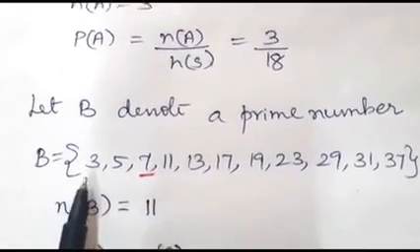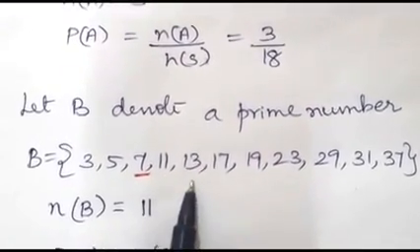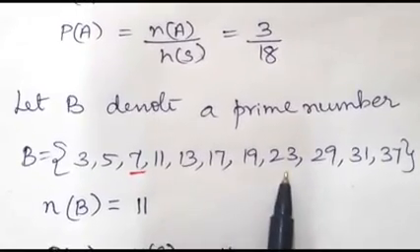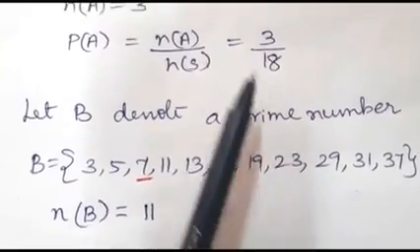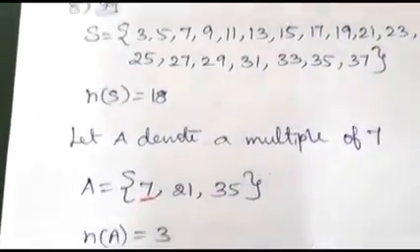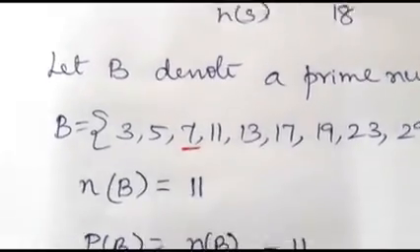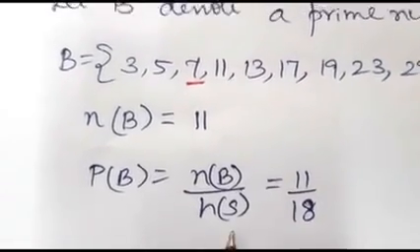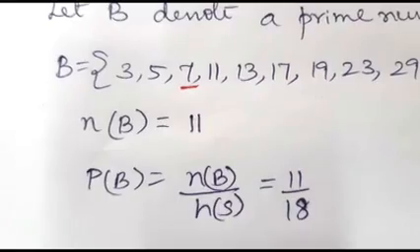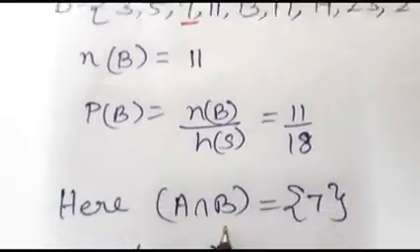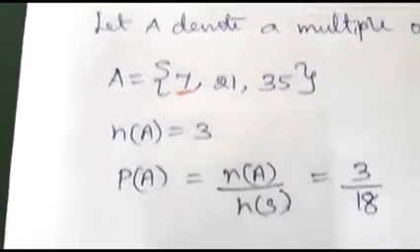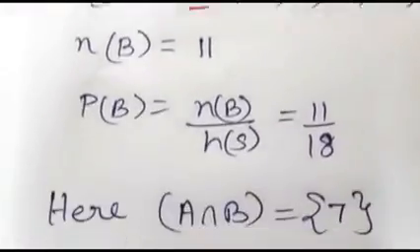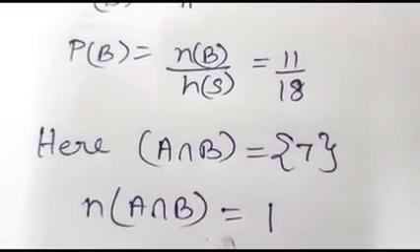B is equal to 3, 5, 7, 11, 13, 17, 19, 23, 29, 31, 37. These are the prime numbers that occur in the sample space S. N of B is equal to 11. P of B is equal to N of B by N of S, 11 by 18. Here, A intersection B is the common element between A and B. 7 is common, in A also 7 and in B also 7. So, A intersection B is 1. Probability of A intersection B is 1 by 18.